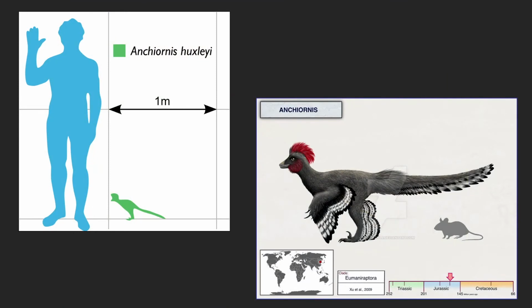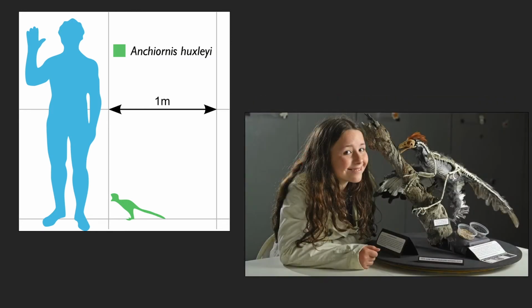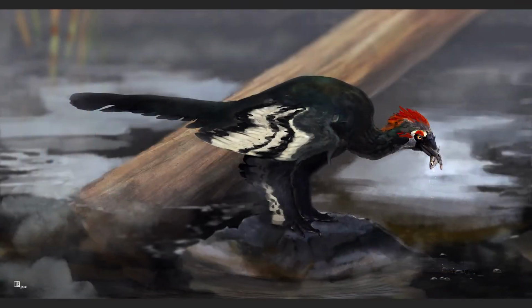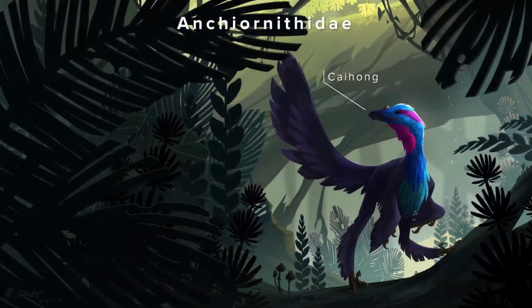It was a very small dinosaur, which makes sense because the first birds would have to be small and light to fly. Here you can see a very cool picture next to a small girl who actually built this model of Anchiornis. And one more picture of it hunting for small fish in a river. Anchiornis is actually an animal that a whole group of dinosaurs was named after. So Anchiornithidae are a group of those early Avialae dinosaurs.